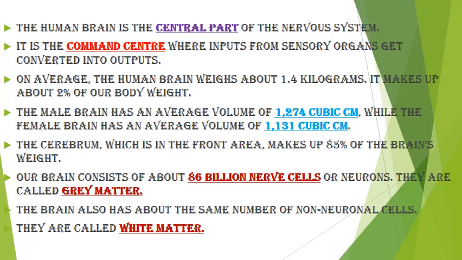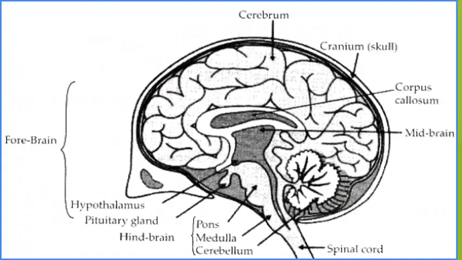Our brain consists of about 86 billion nerve cells or neurons. They are called grey matter. The brain also has about the same number of non-neuronal cells. They are called white matter. This is the structure of our brain. Our brain is divided into three parts: forebrain, midbrain, and hindbrain.